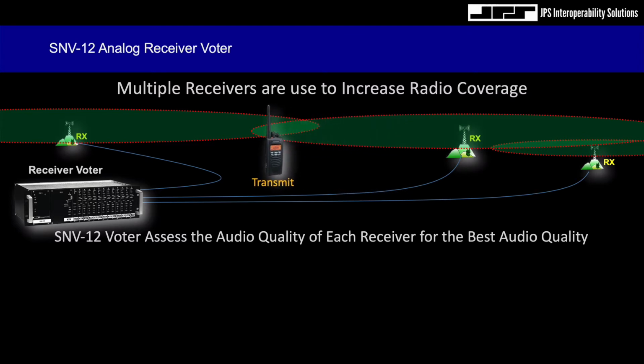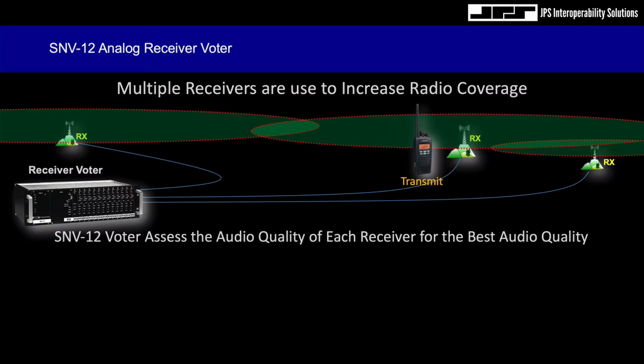The ability to hand off from one receiver to another receiver without disruption is the key to a properly designed system, and this can only be achieved by some amount of overlap. The job of a receiver voter or receiver comparator is to take the received information from the subscriber unit and deliver that information to a dispatcher or repeat the information back out to the other radio users in the field on the same talk group or channel.